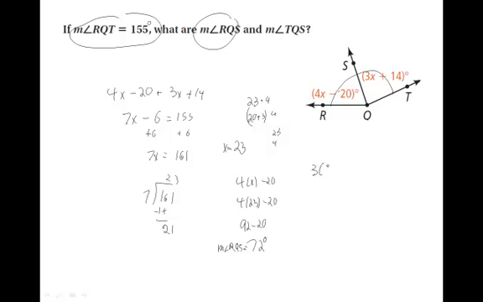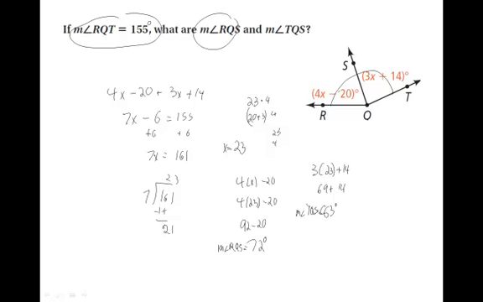And 3 times 23, because that's what I think x is, plus 14, this would be 69 plus 14, so this is almost 70 plus 14, that'll be 84, one less is 83. So that's the measurement of angle TQS.